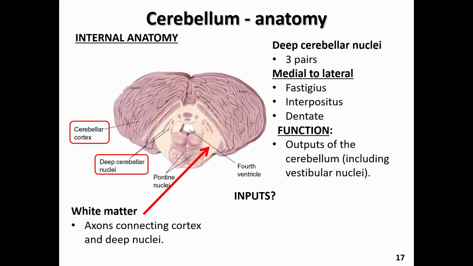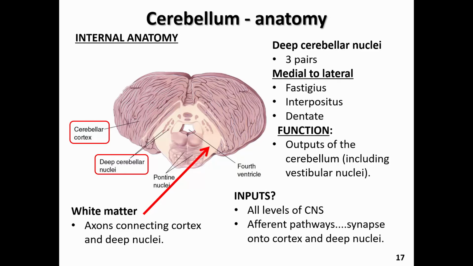In terms of inputs to the cerebellum, all levels of the spinal cord, all levels of the central nervous system provide input to the cerebellum, and that includes afferent pathways. And so afferent pathways will synapse both into the very thick cerebellar cortex as well as to the deep nuclei.